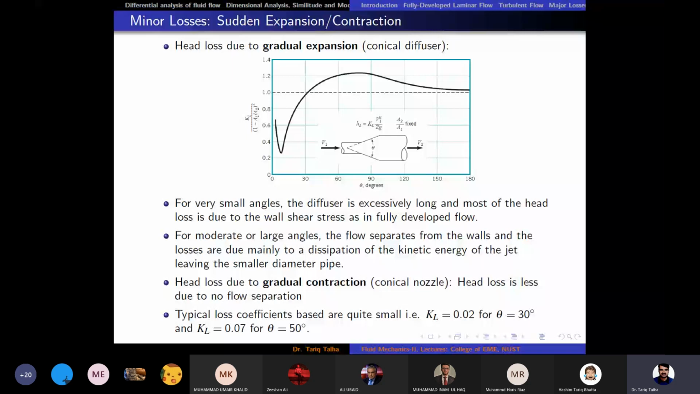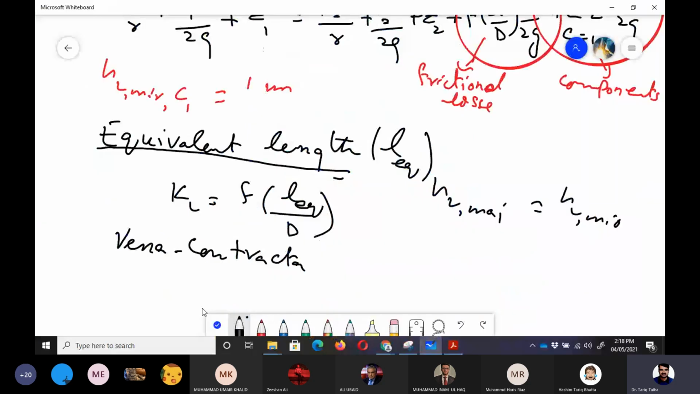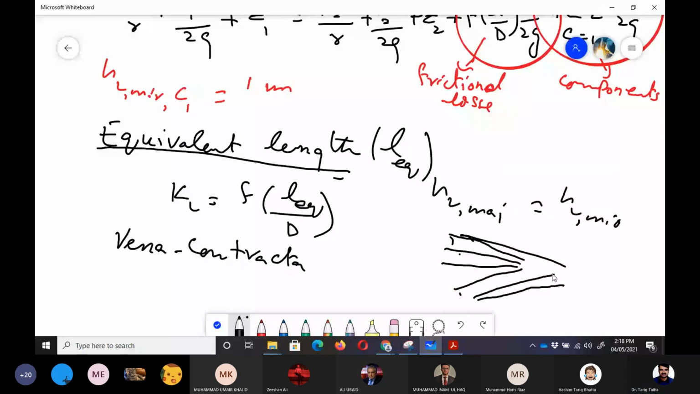So head loss due to gradual contraction. The head loss is less in case of contraction, because of the nozzle effect. If I draw that nozzle here, the streamlines are kind of converging in this case, like this. Because there is a convergence of streamlines, the possibility of flow separation usually occurs on this surface area.